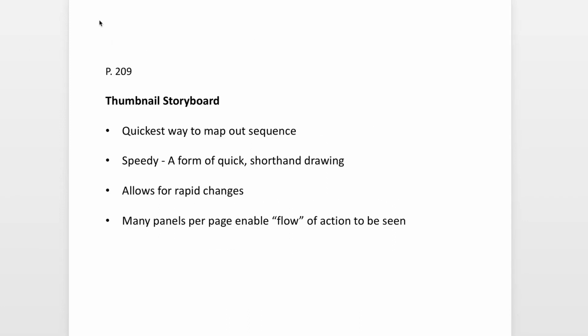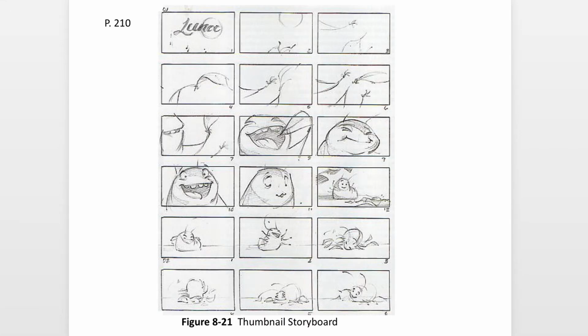Page 209, thumbnail storyboard. It's the quickest way to map out the sequence. Speedy, a form of quick shorthand drawing. It allows for rapid changes, and many panels per page enable the flow of action to be seen. This is an example of that. This is a thumbnail storyboard. It's quick to draw, but you get the general idea. You don't have to put in all the details. You're only noticing the story in this case.